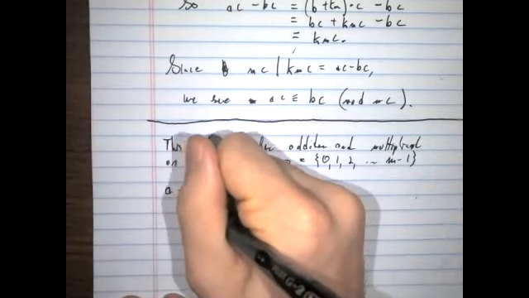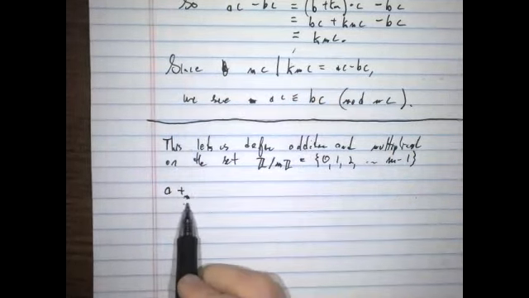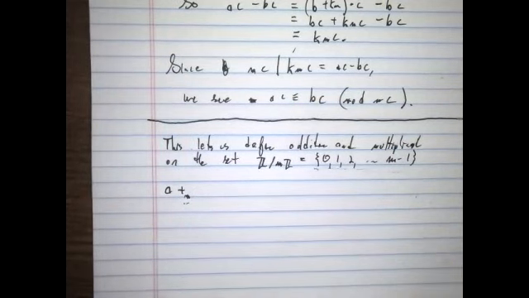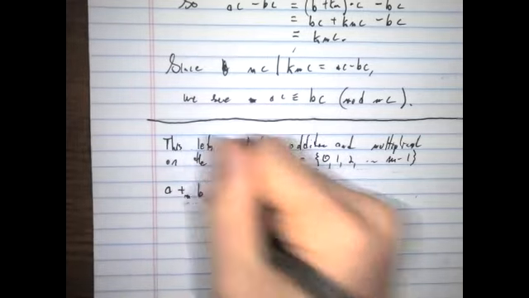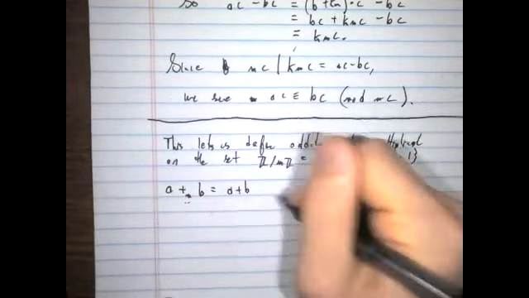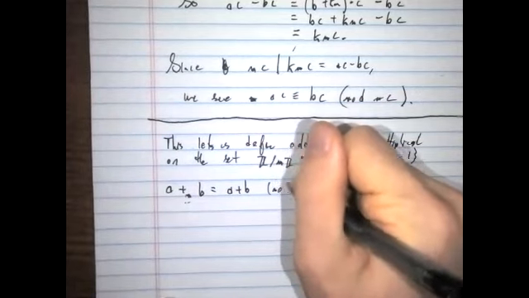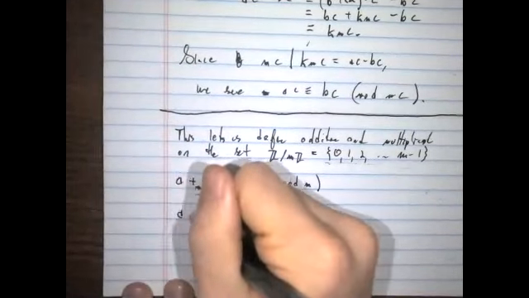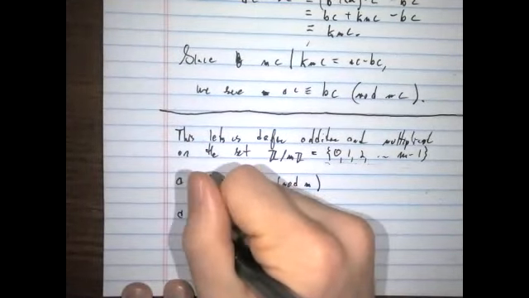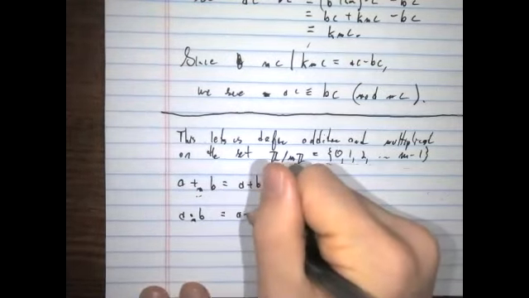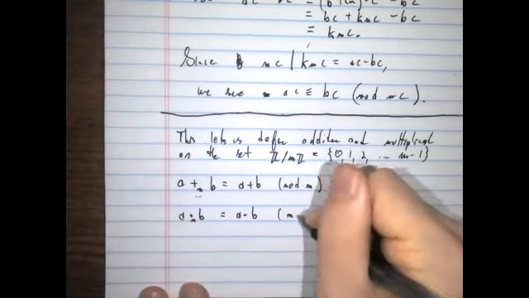a plus_m b, and I'll write this plus m to let you know that I'm defining an addition on this set, not on the integers, is equal to a plus b mod m. So I'm saying, well, we'll do examples. And similarly, a times_m b, where I put a little m underneath the times, is equal to a times b mod m.